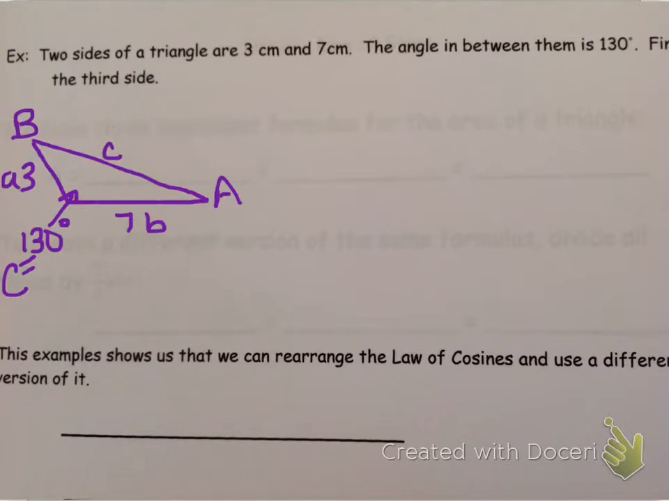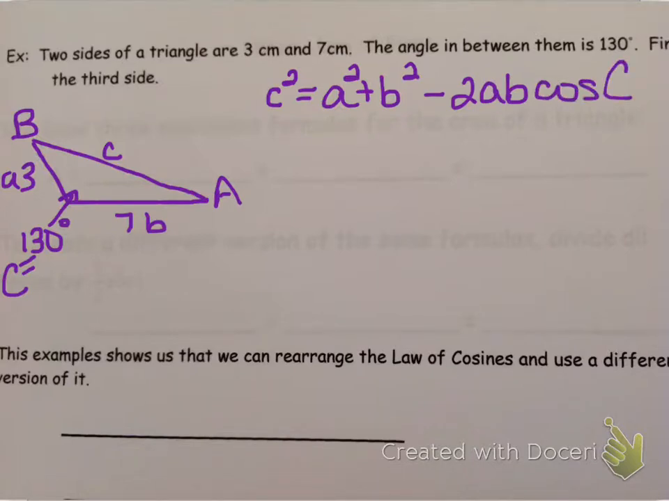And that's what I'm being asked to find, is that third side, side C. So I write down the law of cosines: c squared equals... it starts out looking like the Pythagorean theorem, a squared plus b squared. But then there's this new part, 2ab, and then cosine of angle C. That's what the law of cosines says. And then I literally just plug numbers in.